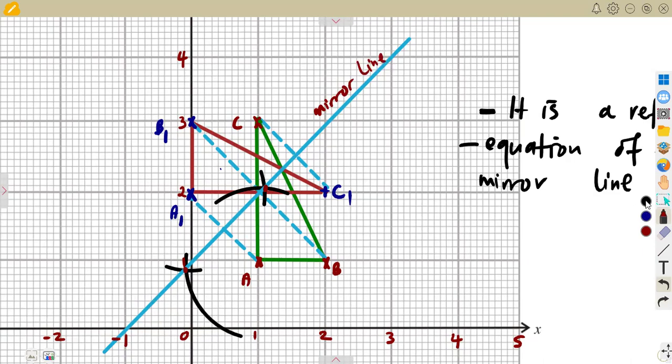So this line is passing through -1, 0. It passes through 0, 1. It passes through 1, 2. It passes through 2, 3. It passes through 3, 4. These are the points that we are going to have along the line. So we need the equation of this line.